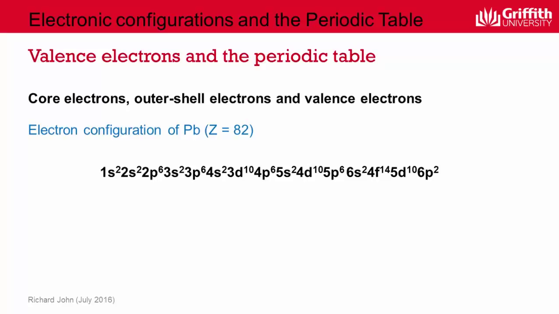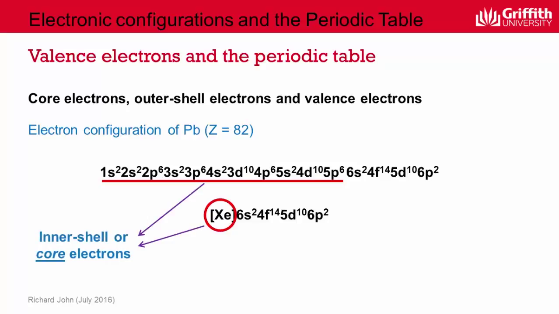Now this is the full electron configuration shown here, and we can write the condensed electron configuration by identifying the noble gas immediately preceding lead in the periodic table, which in this case is xenon, and we put the xenon symbol in square brackets followed by the rest of the electron configuration. Now these electrons here, representing the electron configuration for xenon, are called the inner or core electrons, and these electrons take no part in chemical bonding.